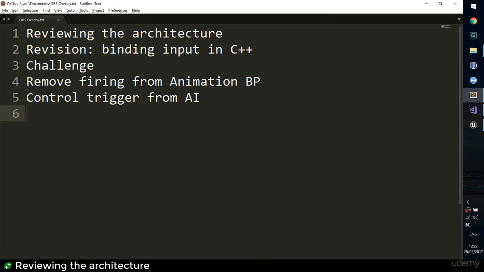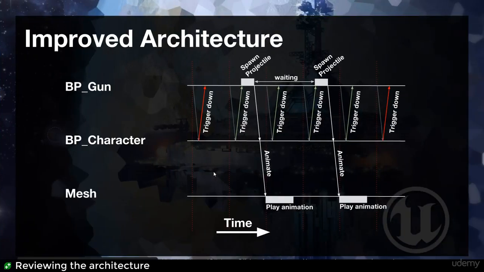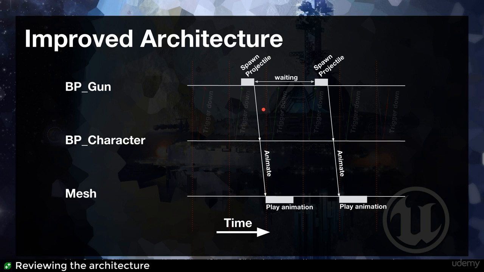So let's start with a brief review of the architecture that we saw in the previous lecture. This is the architecture as we saw it, and so far we've done very well on implementing this. So we've got the gun back in charge, spawning the projectiles, being told by the character. In fact, it's not being told via a kind of request mechanism, it's being told via an on-fire notification.